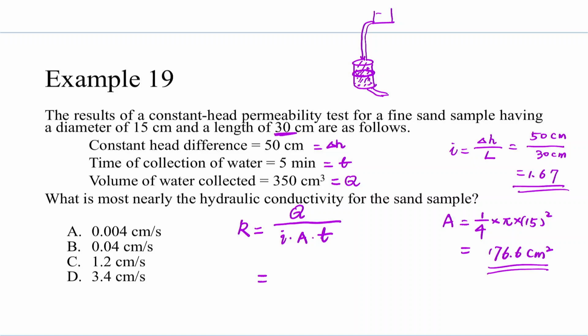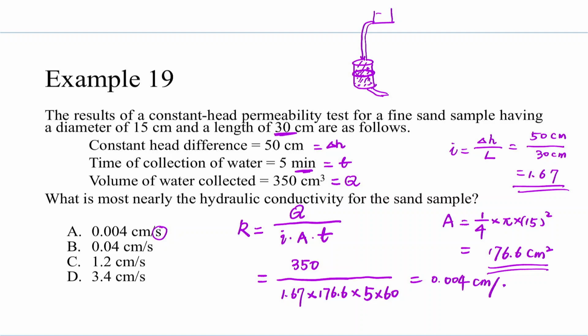Just plug all these numbers in. We have 350 at the top. We have 1.67. We have 176.6. And we have a time. So just keep in mind that this is in minutes and all those answers are in seconds. So you have 5 times 60, to convert the minutes to seconds. And the final answer of this one is about 0.004 centimeter per second. So A is the right answer.